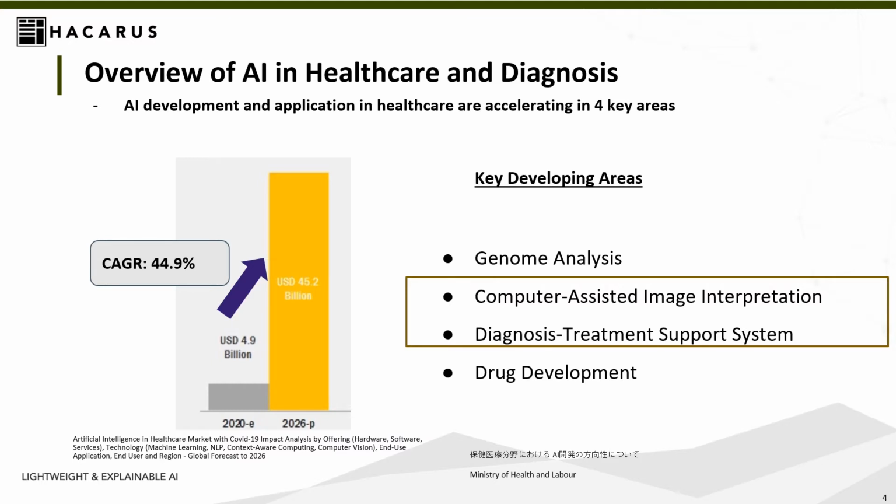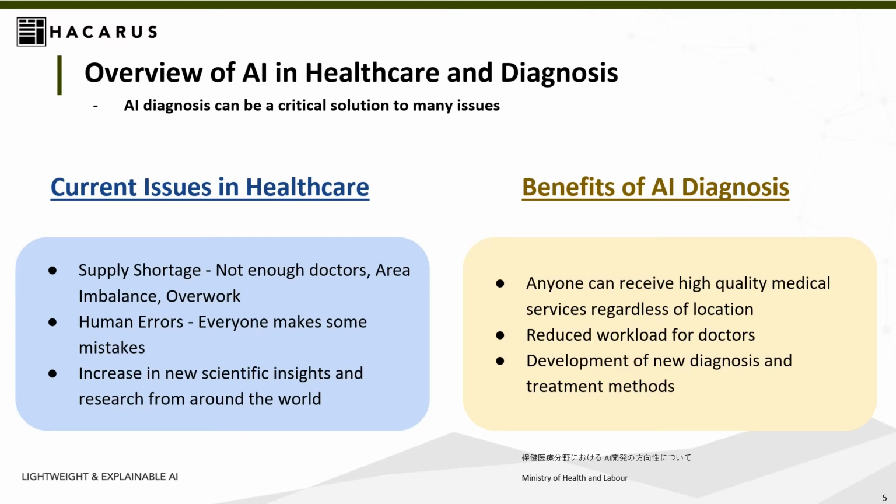So why is AI diagnosis projected to grow and develop significantly and today receiving so much attention? One major reason this technology is gathering attention is due to the fact that it can solve a number of crucial issues we face today. For example, today we face issues such as supply shortage of doctors, human errors, and the increase of state-of-the-art information. However, with AI diagnosis, anyone can receive high-quality medical services regardless of their location. Furthermore, reduced workload for doctors is possible, as well as medical advancements in new diagnosis and treatment methods, meaning that doctors can spend more time with the patients.